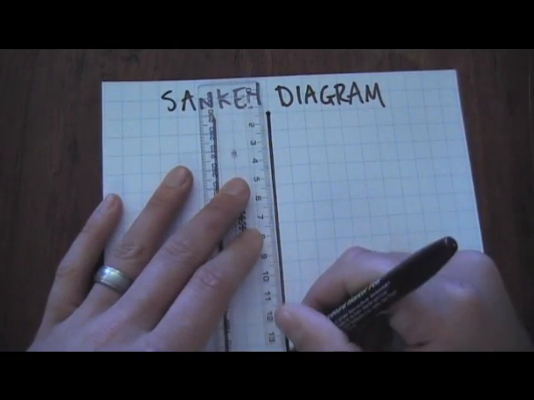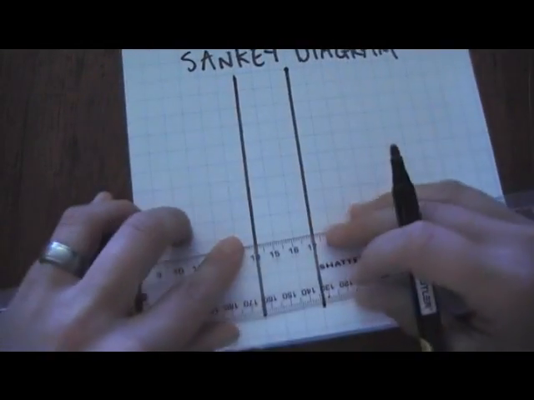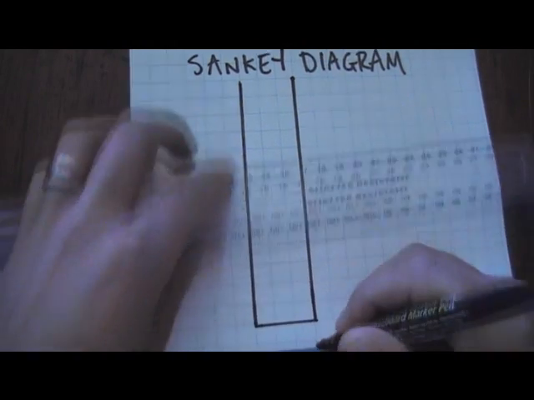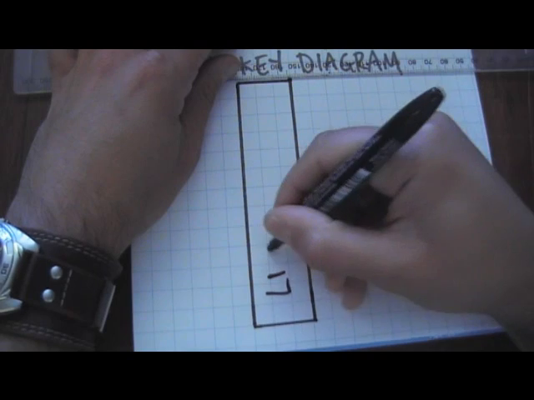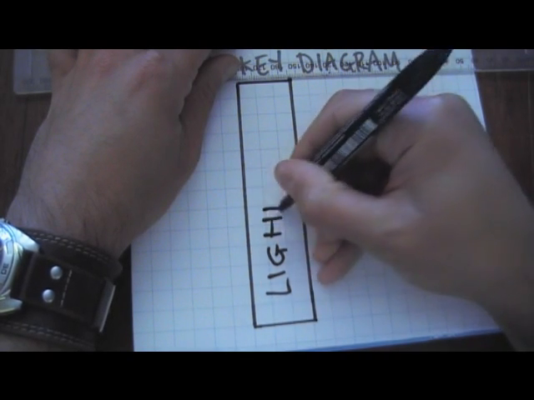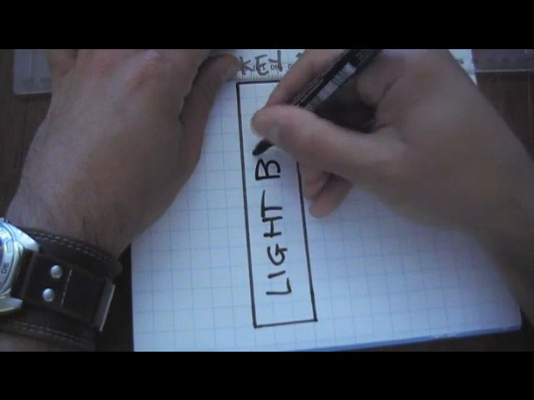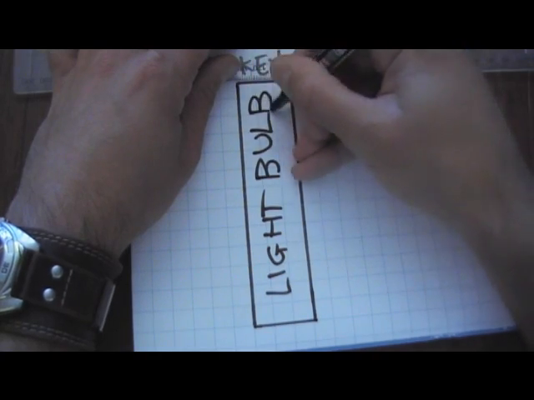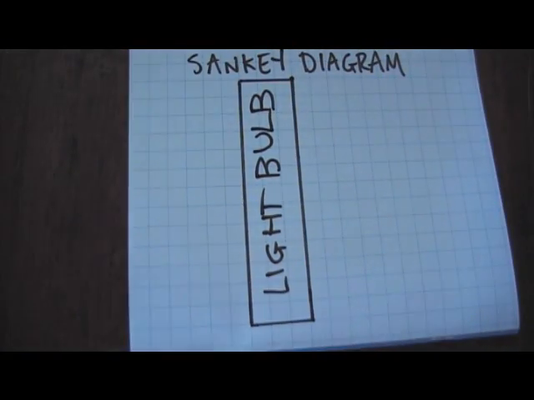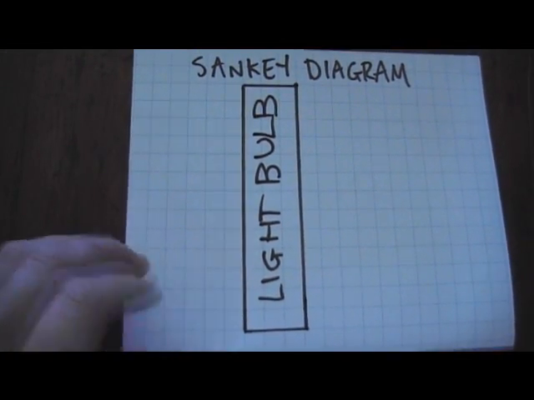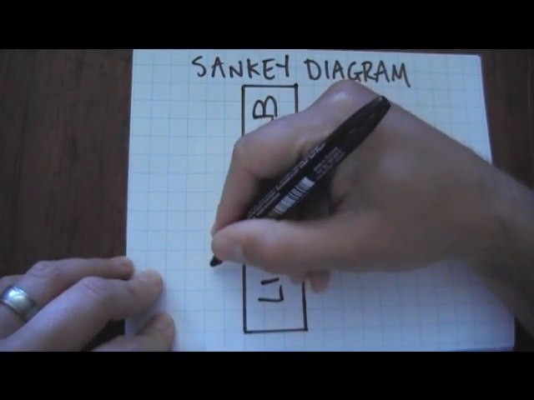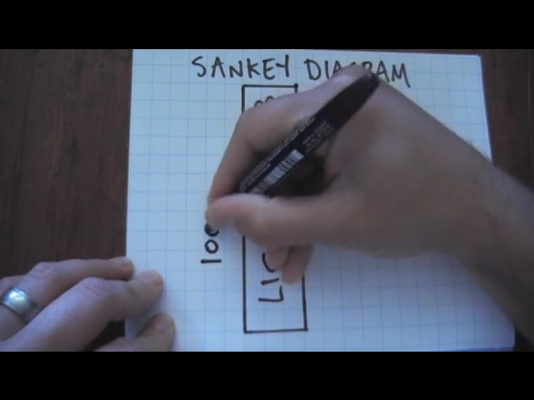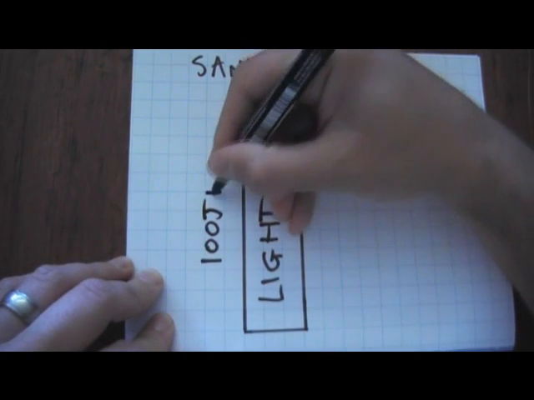Oops, a little bit more. Now, the arrow that goes in has got to represent 100 joules of electrical energy. So, if I write that on, 100 joules electric.